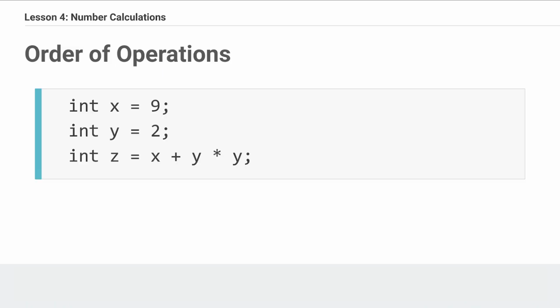As we talked about, Java follows the order of operations. So if I set up int x equals 9 and y equals 2, and then I set up a third box z, the way this is going to work is Java does all the calculation over here on the right side and then takes that answer and assigns it to our memory box z. Now, in order of operations, multiplication comes first. So the first thing it does is takes y and multiplies it by itself. So 2 times 2 would give us 4. Then it's going to add on x, which is 9. So 9 plus 4 is 13. And that gets stored in the memory address described by z.